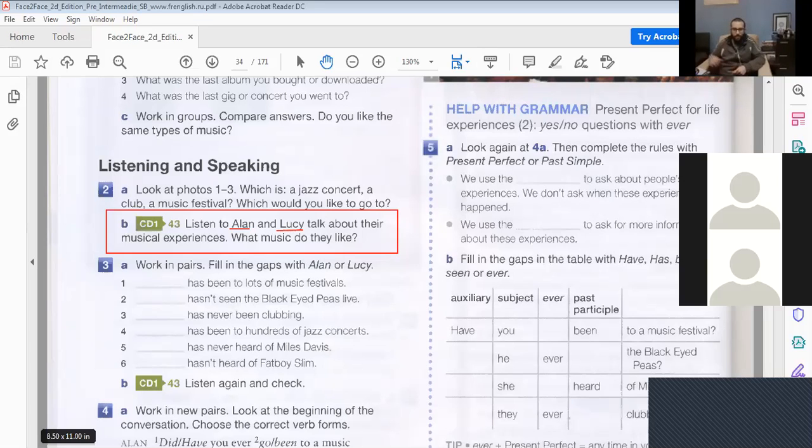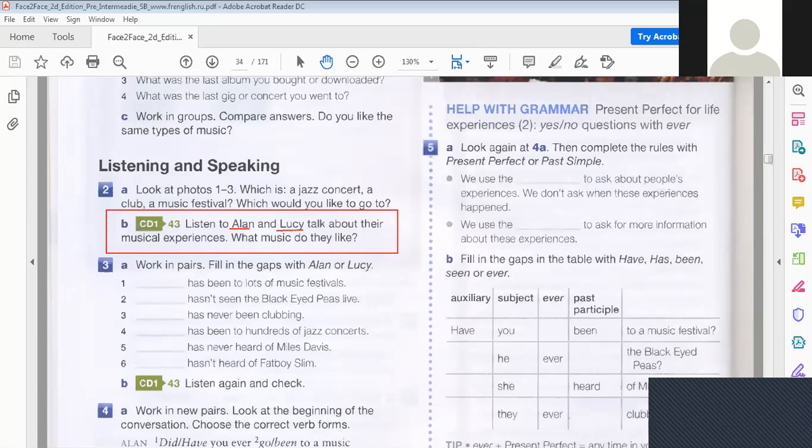Yes, maybe. And how about jazz? Have you ever been to a jazz concert? Yes, I've been to one or two. Oh, I've been to hundreds. Live jazz is just amazing. Have you ever heard of Miles Davis? No, I haven't. Who's he?